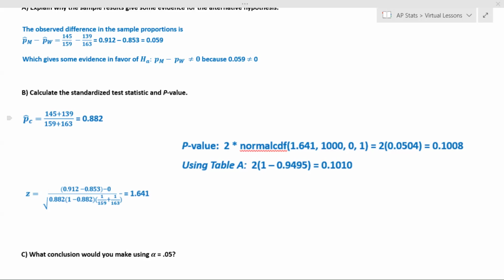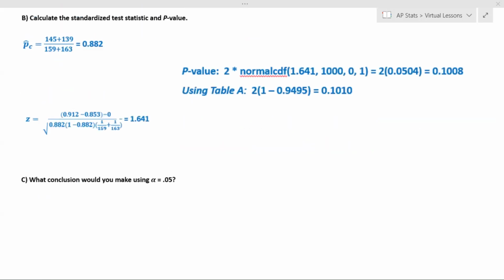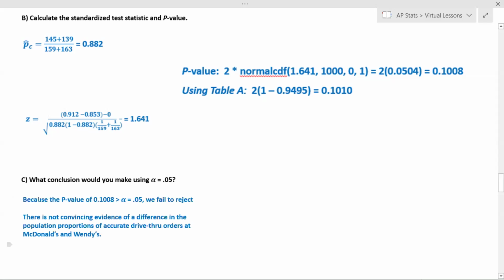So what conclusion would we make at the significance level of 0.05? Well, in this case, because the p-value of 0.1008 is greater than our significance level, we would fail to reject the null. There is not convincing evidence of a difference in the population proportions of accurate drive-through orders at McDonald's and Wendy's.